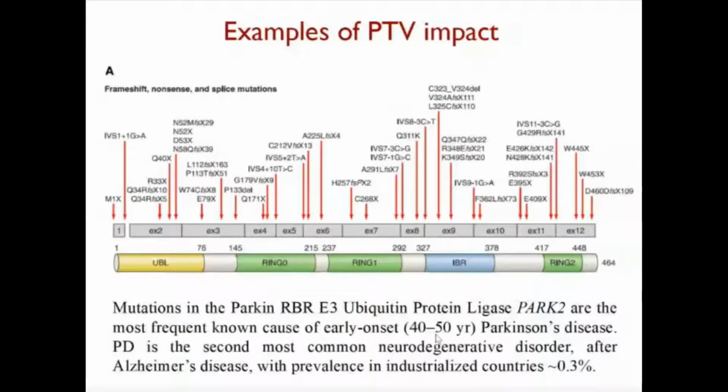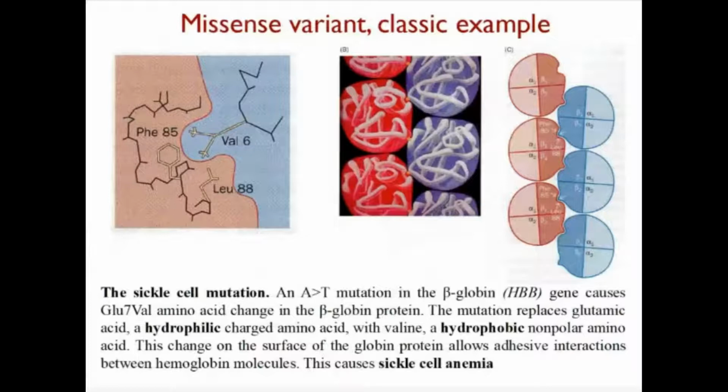Well, these are known protein truncating variants that are the most frequent cause of early onset Parkinson's disease. Early onset means 40 or 50 years. And they represent all known types of PTVs and knock out the PARK2 gene product. Well, you probably know that Parkinson's disease is the most common neurodegenerative disorder after Alzheimer's disease, and its prevalence in industrialized countries is up to 0.3%. And speaking of variants with a moderate impact, most abundant in this class are the missenses, or non-synonymous variants. They actually give a first known example of a disease mutation. The so-called sickle cell mutation, it causes adhesion of hemoglobin molecules, and this in turn causes sickle cell anemia.